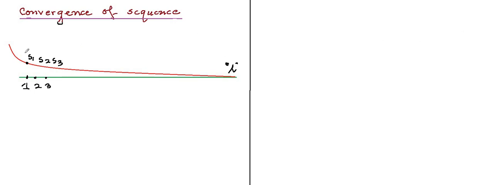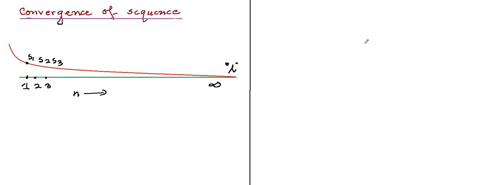Now, these are the values of n, and if n is tending towards infinity, the whole sequence is trying to touch or approach a particular value, that is L. And this L can be said to be the limit point of this whole sequence Sn.